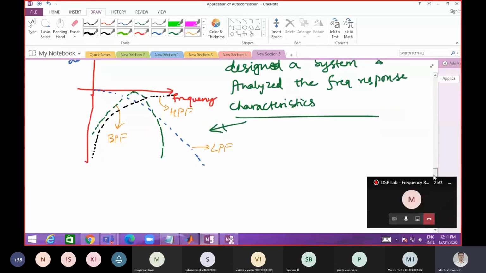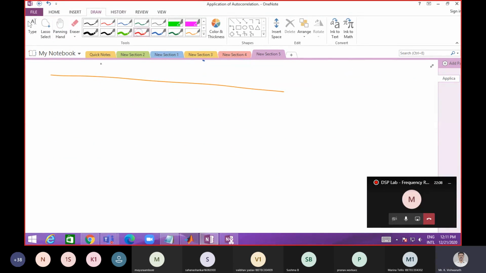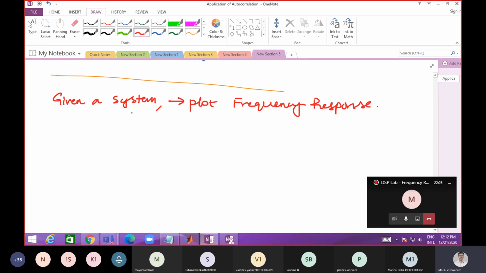Now we will try to analyze the same thing in MATLAB. You will be given a system, and you have to plot the frequency response. Now what is this? Given a system. What is the meaning of this? A system can be in the form of a difference equation.